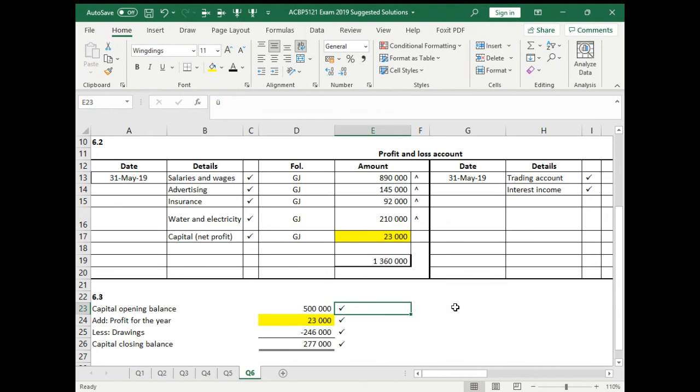Okay, and the mark allocation would have been as follows. You would have received the mark for the opening balance. You would have received the mark for taking the profit. Now, if your profit amount here was incorrect, we would have given you a method mark for whatever you've calculated, and then you deduct the drawings that was given to you to get to a closing balance. And this is how you do the year-end procedure.